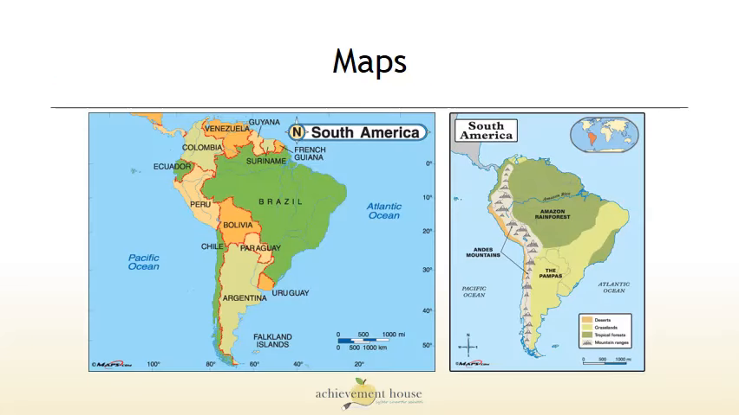Let's review real quick what we learned about the geography of South America. On the political map on the left, it's divided into 13 countries. And the physical map on the right shows us the varying geographic features of the area.